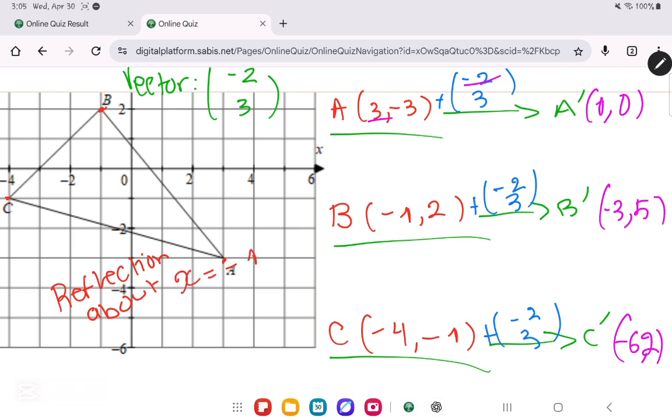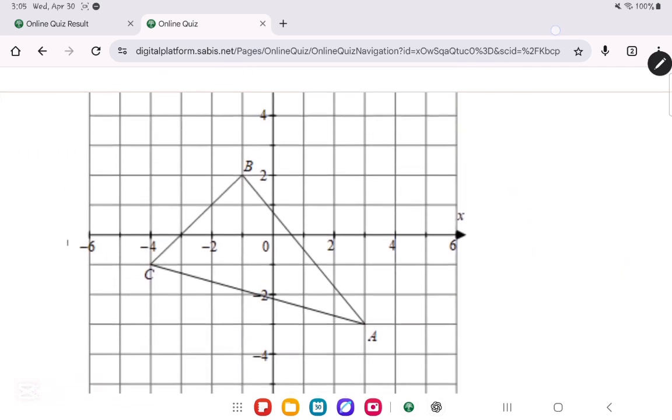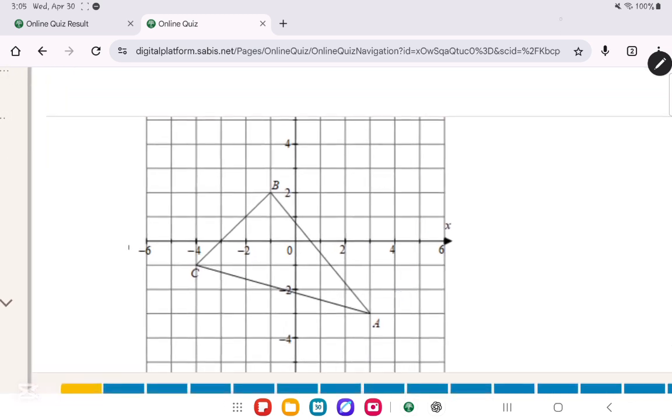Let me clear this and move over here. Let us remember the points together. A prime was 1, 0, so you go to 1 and 0, which is over here. B prime was -3, 5, so 1, 2, 3, 4, and 5, over here. And finally, point C prime is -6, 2, so it's going to be over here. This is after the translation.